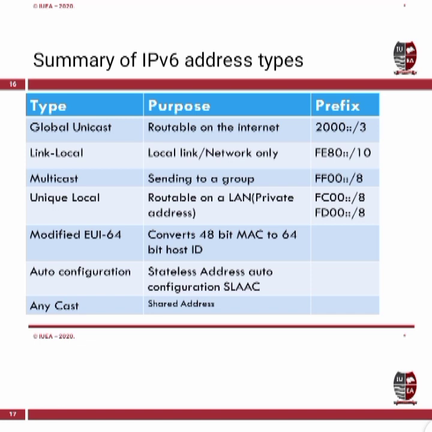Summary of IP version 6 address types. You can see we have the types, a global unicast, and we have its purpose.